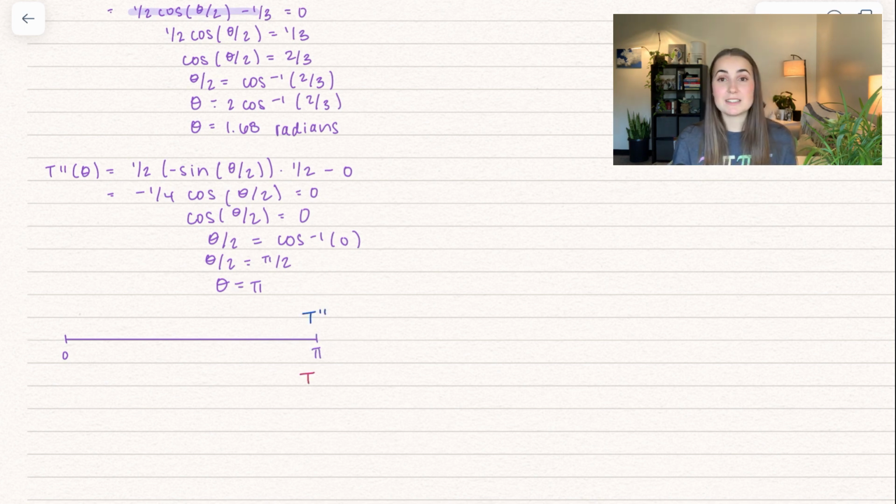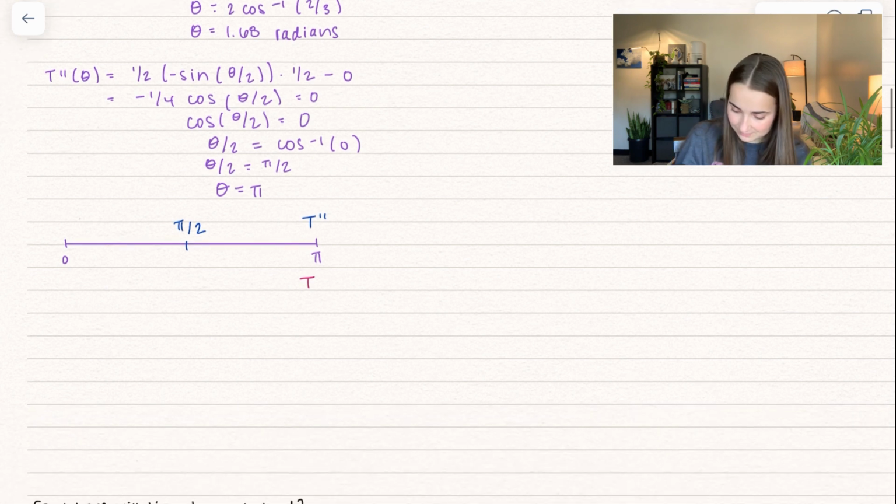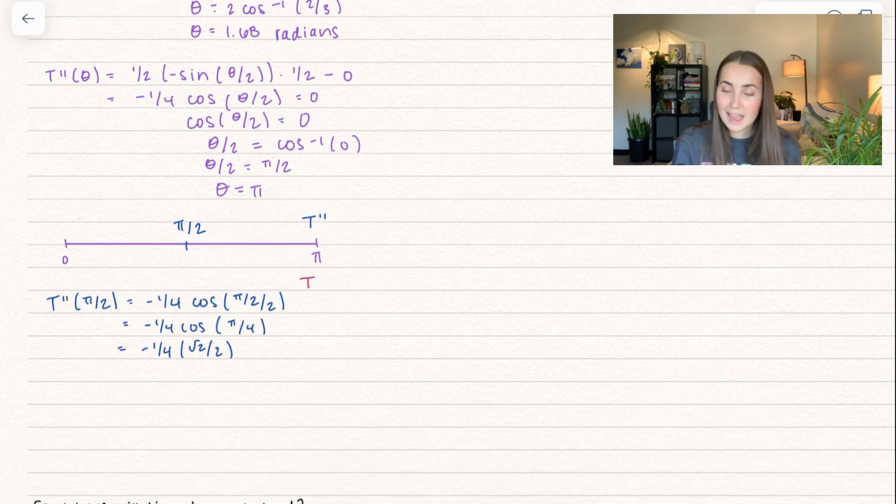So remember, we want to test points from our interval. We're going to plug it into our second derivative. If it's negative or positive, that tells us if it's concave down or up. So let's just take a value strictly in the middle. I'm just going to choose pi over 2, and I'm going to plug that into my second derivative. I'm going to stop right here because all I care about is if it's positive or negative, which I can see it's a negative value. So if it's a negative value, that tells me that my function is going to be concave down.